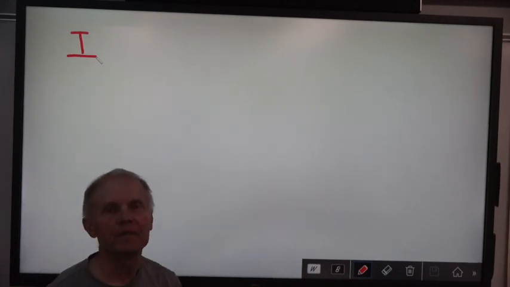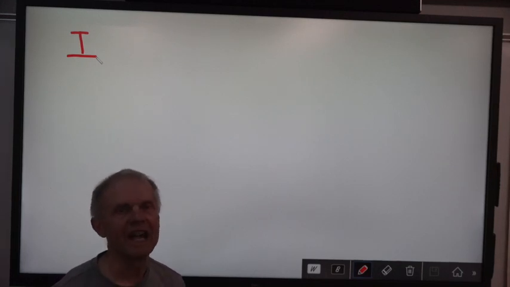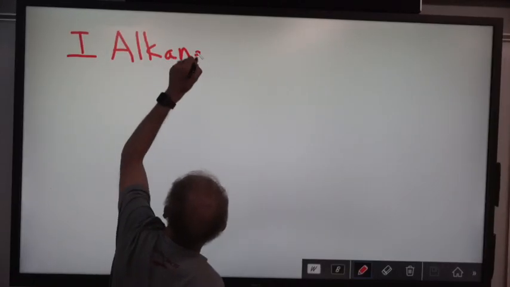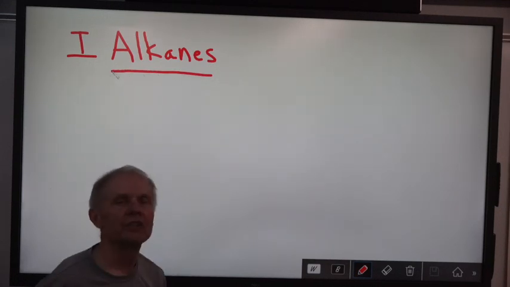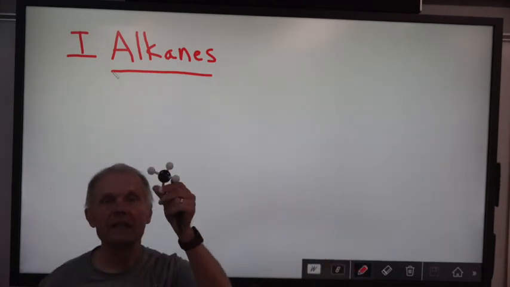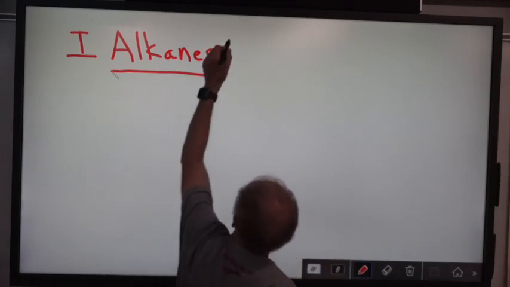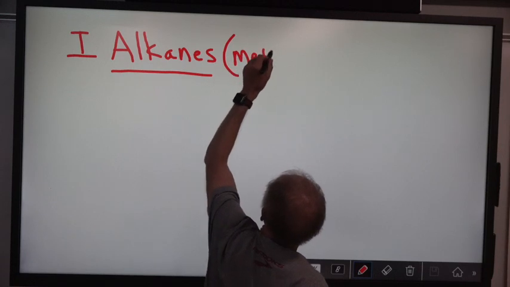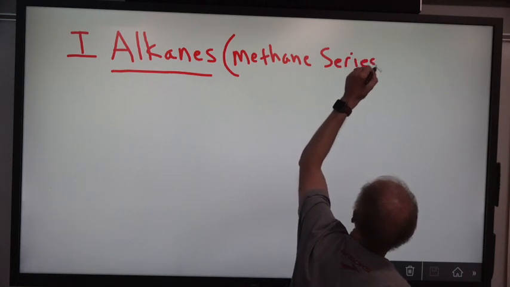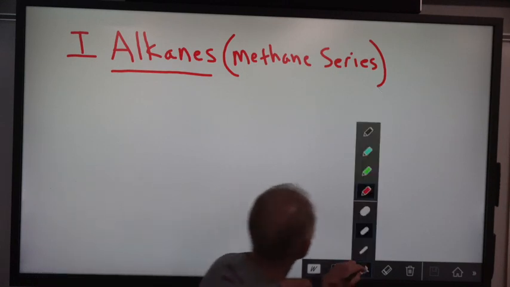And the name of the first series, homologous series or hydrocarbon series, they are called the alkanes. Alkanes. There's another name for this series, and it is this one. So they can call it the alkane series or the methane series. So we're going to go like this. So, the alkane series or the methane series. All right.